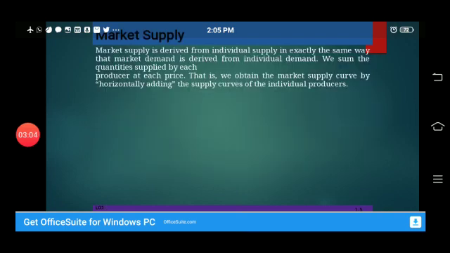Market supply. This is the same as the market demand. What did you do in market demand? We get a market demand curve by adding the individual demand of the people. Similarly, how will we get market supply? When we add the supply of all individual suppliers, then we will get the market supply.